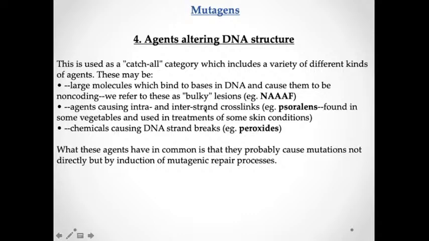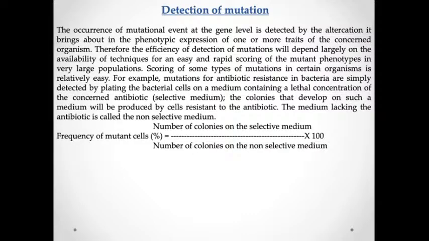There are also agents which change the DNA structure. This is called a catch-all category, which includes a variety of different kinds of agents. They include large molecules which bind to the DNA base pairs and cause them to be non-coding. We call them bulky lesions. An example is NAF. There are also agents causing intra- and inter-strand crosslinks, found in some vegetables and used in the treatment of some skin conditions, and chemicals causing DNA strand breaks, such as peroxides. So these are all the agents causing DNA structural changes.